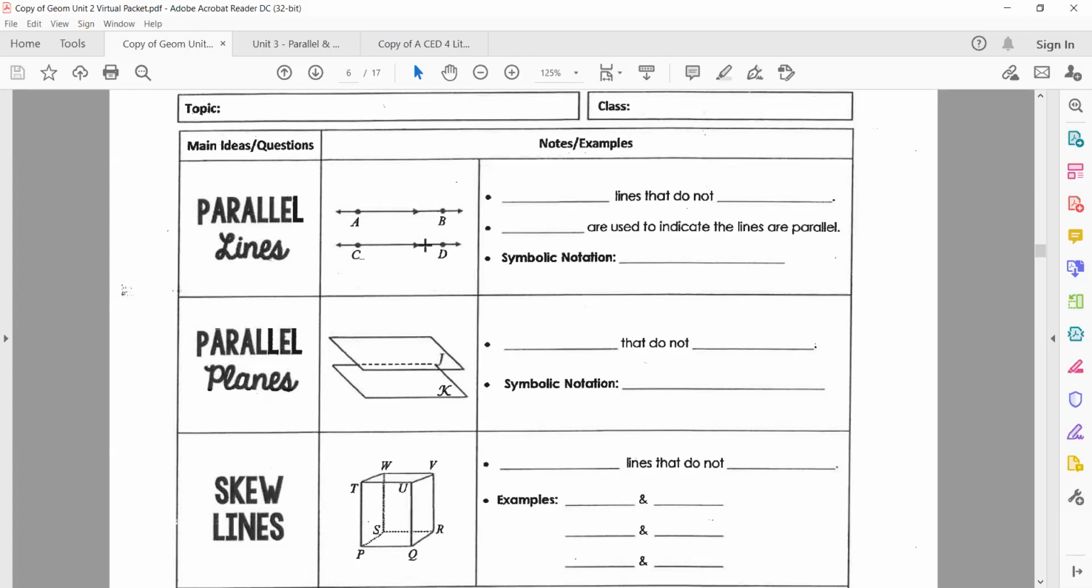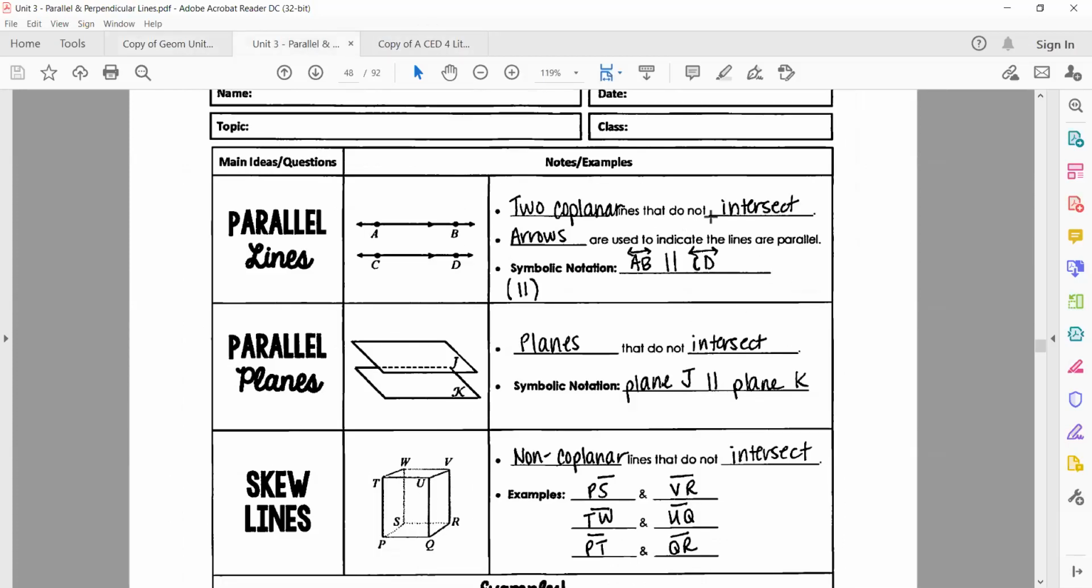Well, what about these arrowheads in the middle here? Probably haven't seen those before. Those arrowheads graphically and symbolically tell you that those lines are parallel. Most of the time, the word parallel is not going to be written there. Under symbolic notation, it looks like this example. Double arrowhead, line AB, parallel to line CD.